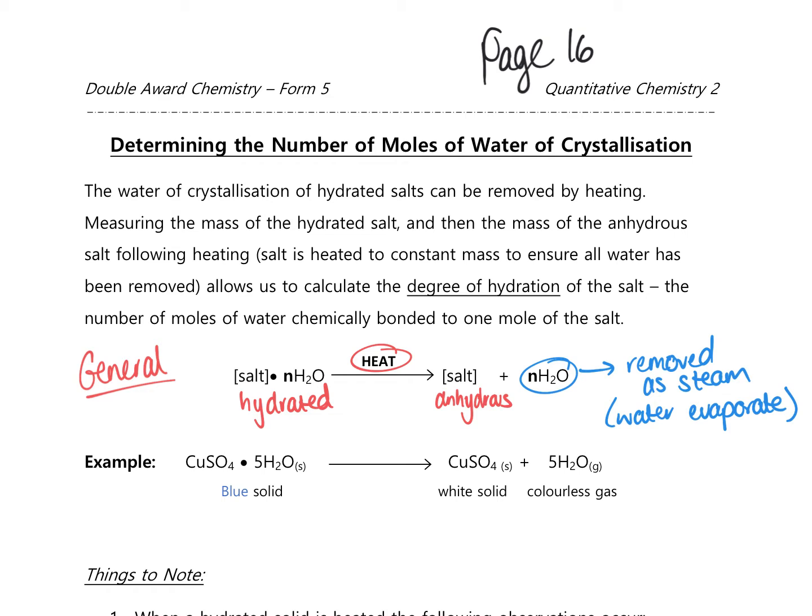So you can see a specific example has been written for you here of copper sulfate. So you can see copper sulfate bonded to 5 molecules of water. If we heat that, then you can see the anhydrous version of the salt, so that's without water, and our 5 water molecules have been removed and will escape as a colourless gas. So in this experiment, the mass will decrease, and the difference between the mass of the hydrated and the anhydrous salt will be the mass of our water.